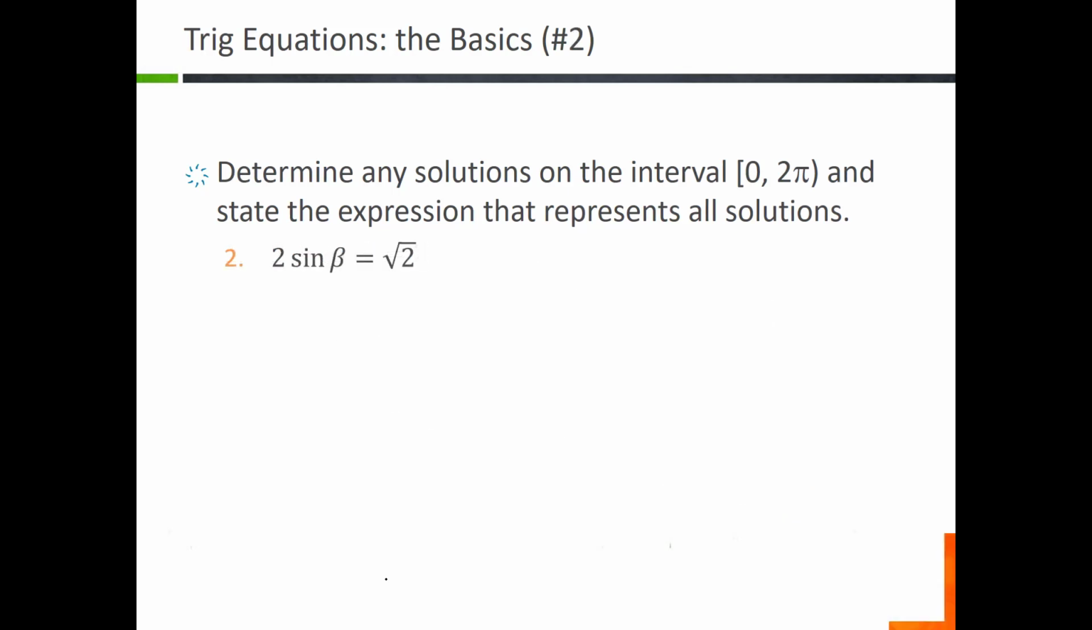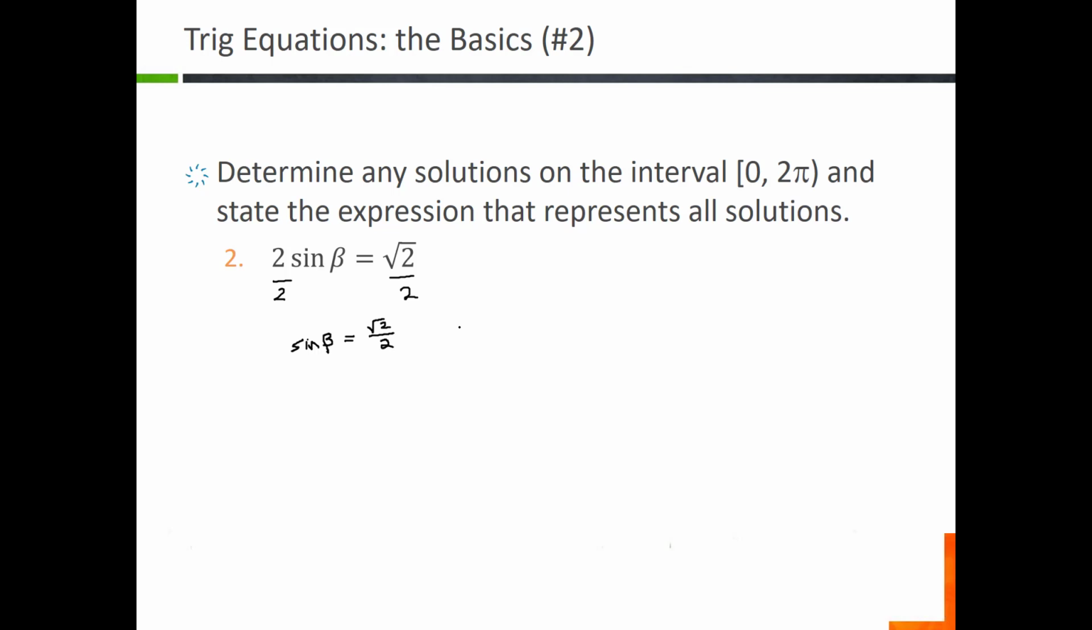All right, let's look at another example. So we have 2 times the sine of beta is equal to the square root of 2. And again, we want to find all the solutions between 0 and 2 pi, and then we want to state all solutions for the infinitely many rotations around the circle. So again, our first step is to simplify. And again, we're just doing basic algebra here. So we could go ahead and divide both sides by 2. And so that's going to give us the sine of beta is equal to the square root of 2 over 2.